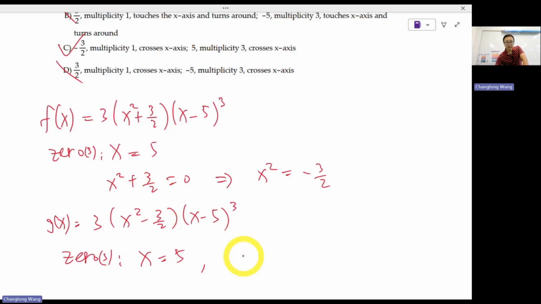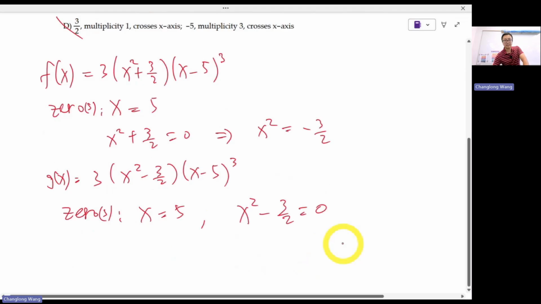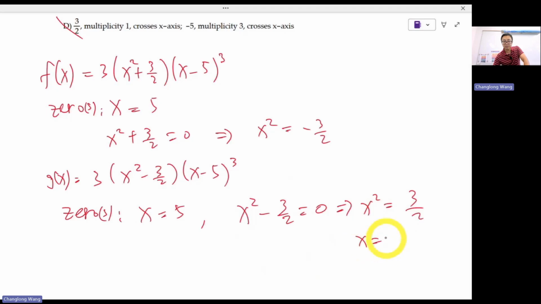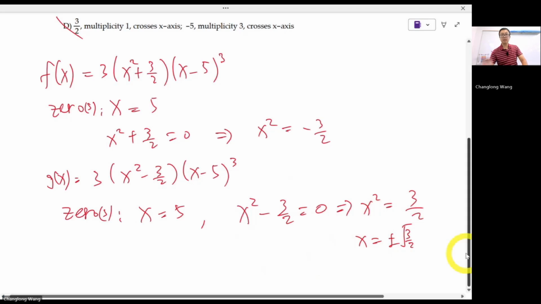If you're thinking, can I get a zero out of that factor, x squared minus 3/2? You set it to 0 and solve for x, and it's x squared equals 3/2. And you do get 2 more zeros, plus or minus the square root of 3/2. Yeah, Zach. Because now I'm looking at the g of x.